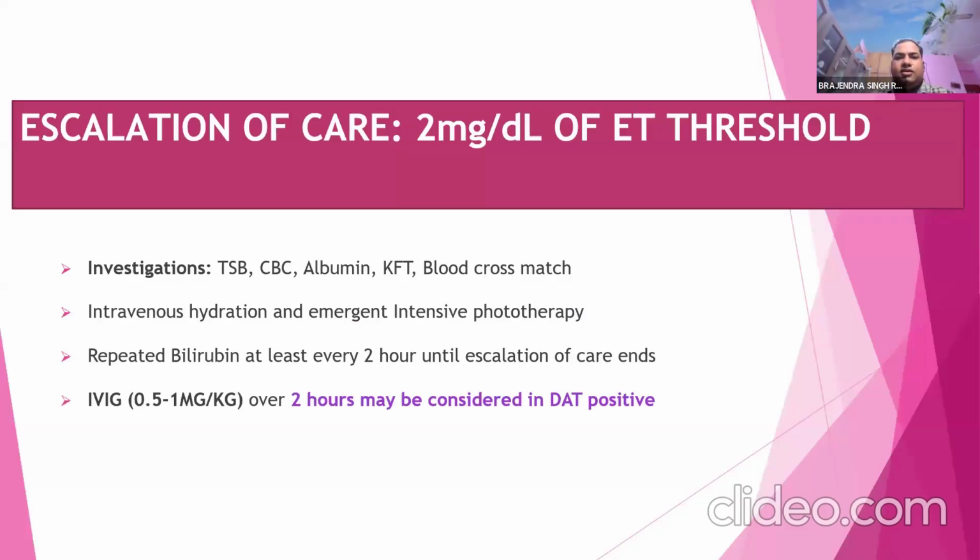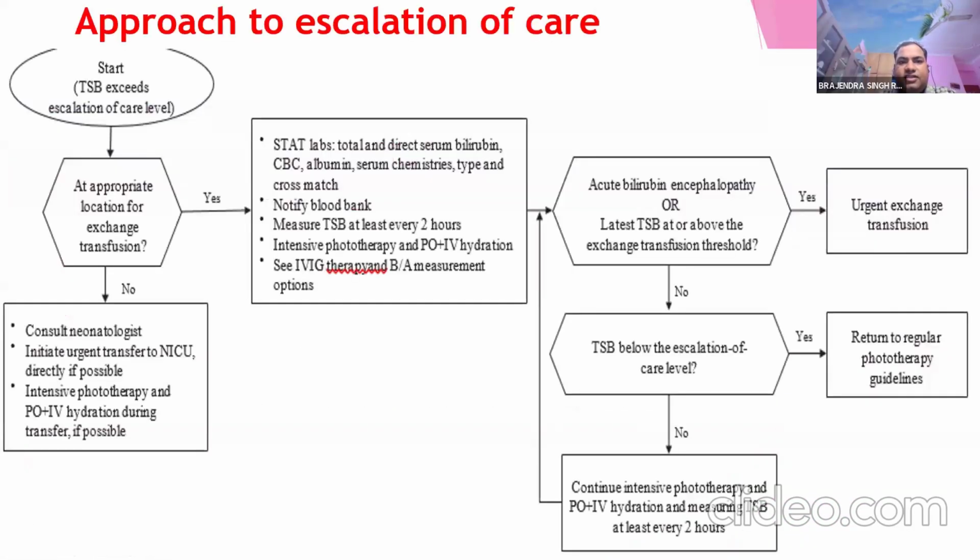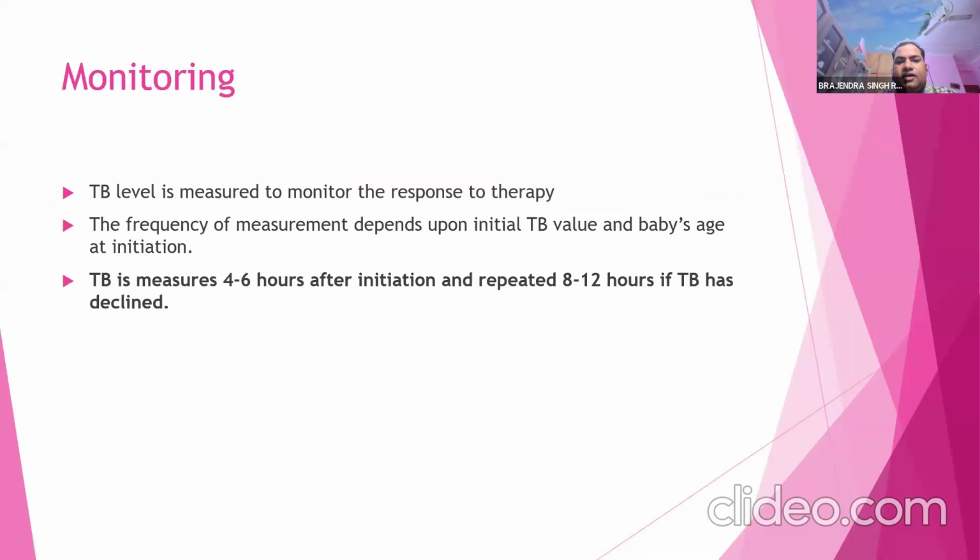Acceleration of care means थ्रेशोल्ड ऑफ टोटल सीरम बिलिरुबिन. अगर बिलिरुबिन का लेवल तुम्हारे एक्सचेंज कट ऑफ लेवल के आसपास आ रहा है तो आप इंटेंसिव फोटोथेरेपी को यूज करना है और इंट्रावीनस हाइड्रेशन देना है. और आपको हर 2 घंटे में बिलिरुबिन लेवल को रिपीट करके चेक करना है कि आपका जो एस्केलेशन केयर है वो कैसा वर्क कर रहा है. और ये जब तक करना है जब तक कि एस्केलेशन केयर आपकी एंड नहीं हो जाती है. और इस केस में आप IVIG यूज कर सकते हैं इफ DCT पॉजिटिव. अगर DCT पॉजिटिव है तो आप IVIG यूज कर सकते हैं. This is the approach for escalation care and monitoring.